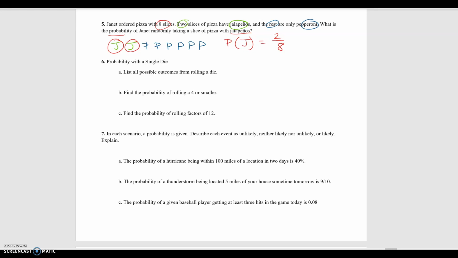And then with probability, you always have to put it in simplest form, okay? So 2 and 8 are both even. So that means they're both divisible by 2. 2 divided by 2 is 1. 8 divided by 2 is 4. So that's going to be my probability of choosing one piece of pizza with jalapeno.